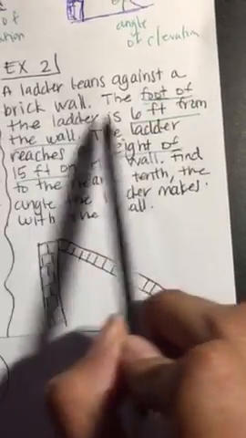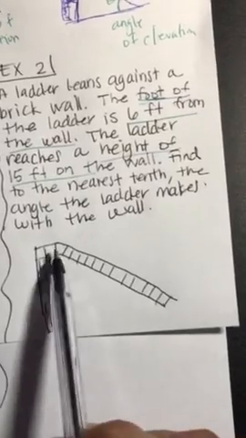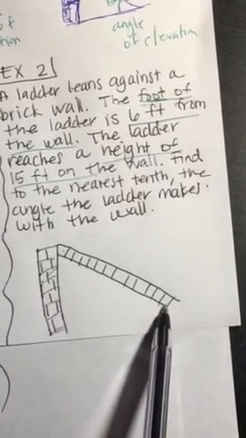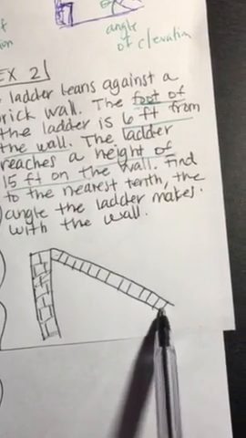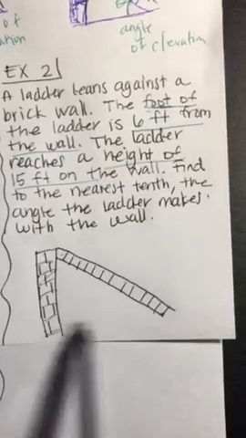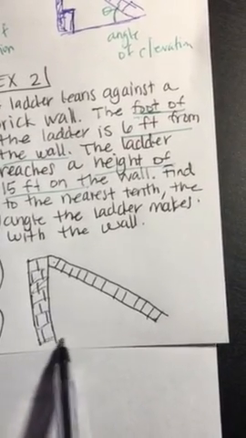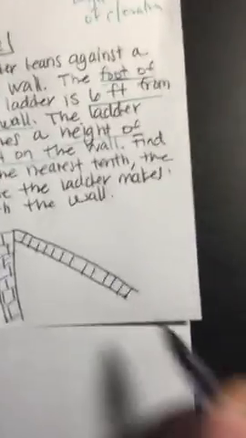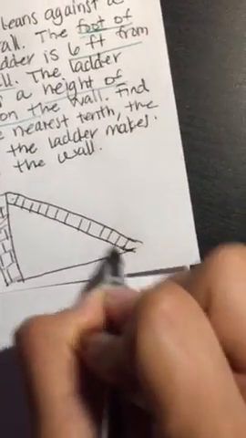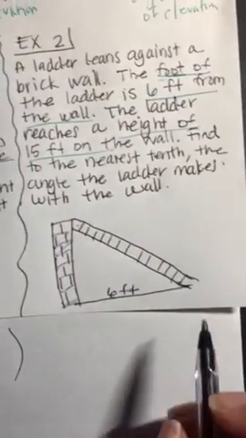So ladder leans against a brick wall. The foot of the ladder is 6 feet from the wall. Now, where's the foot on this ladder? It's obviously not on the top. The foot of the ladder is right here. So it says the foot of the ladder is 6 feet from the wall, so the distance from the foot to the wall is 6 feet. So I'm going to go ahead and make this right here 6 feet.